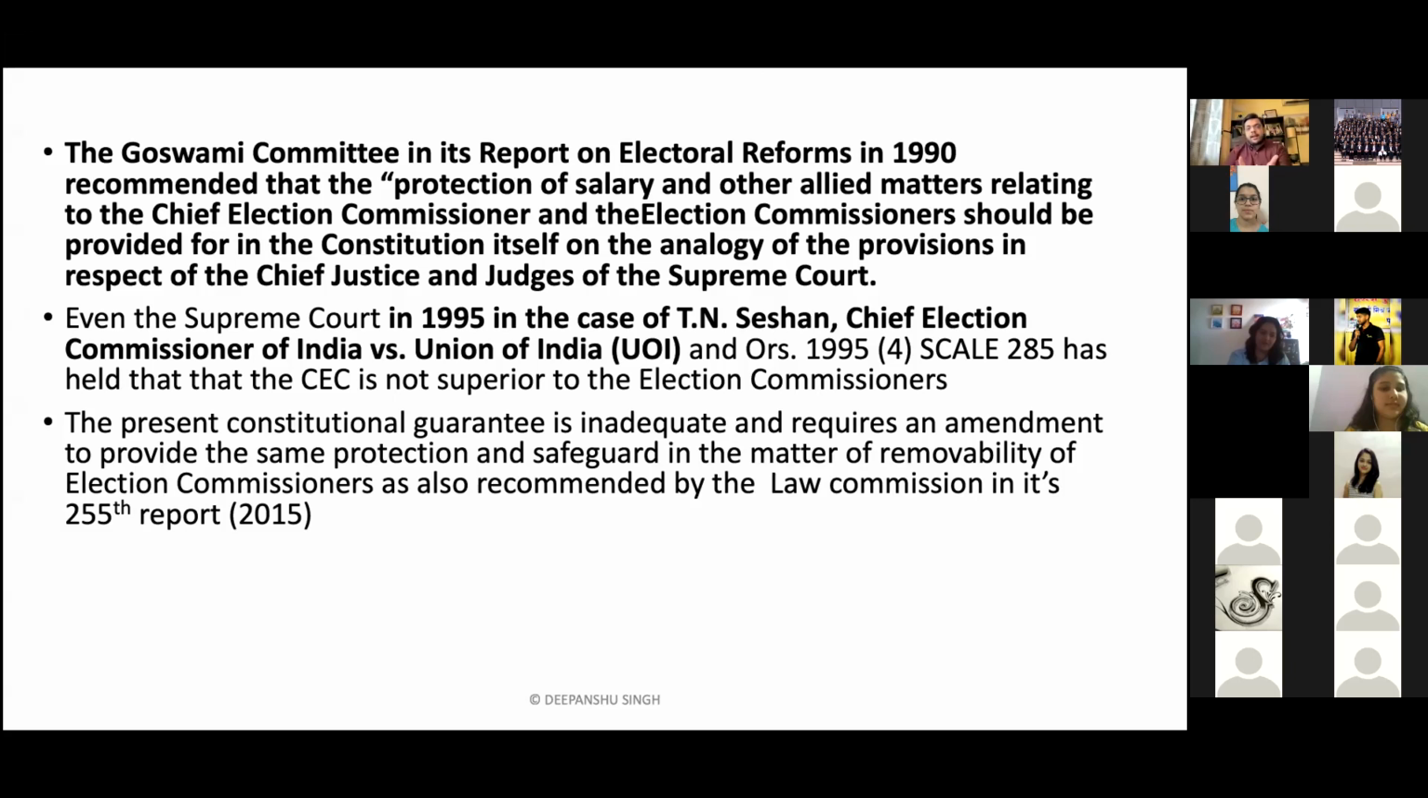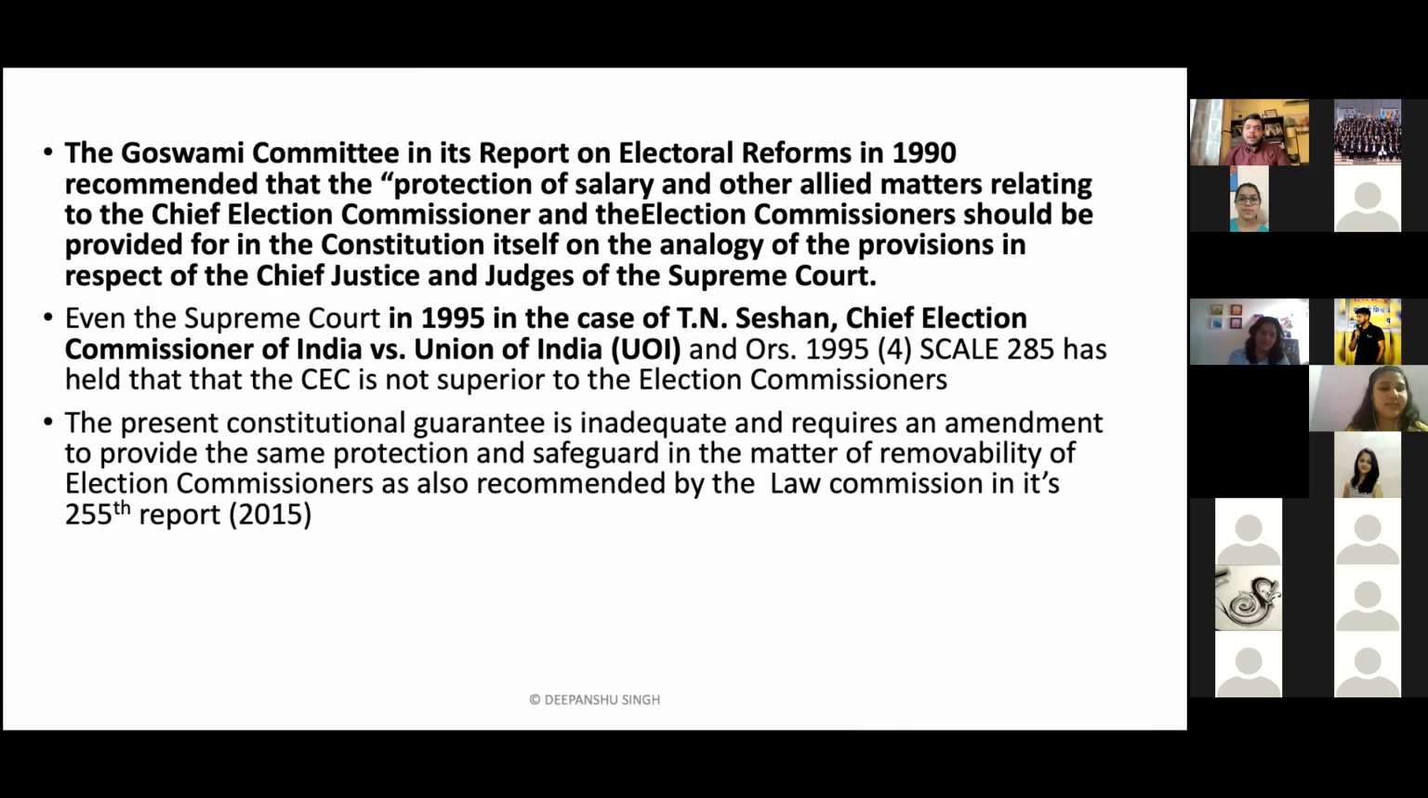On the other hand, the other two election commissioners can be removed just on the recommendation of the chief election commissioner to the president. So this is a sort of disparity in the commission itself: the chief election commissioner is the same in every aspect as the other two election commissioners, but when you talk about the removal or the independence of tenure, or the security of tenure of the other election commissioners, those two are unequal. So this has been one of the major concerns for the functioning of the Election Commission of India as well.